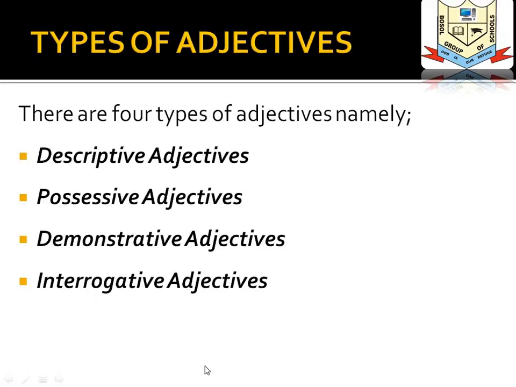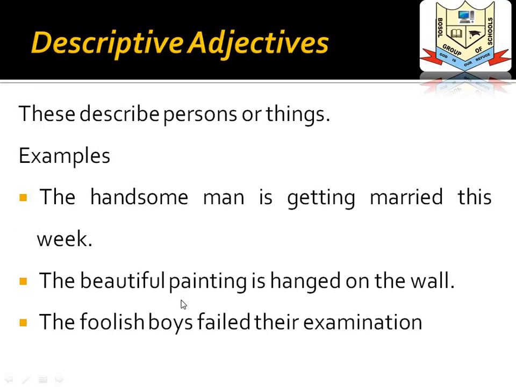Now, we have 4 types of adjectives, namely descriptive adjectives, possessive adjectives, demonstrative adjectives, and interrogative adjectives. The descriptive adjectives describe persons or things. For example, the handsome man is getting married this week. The adjective handsome is describing the man.